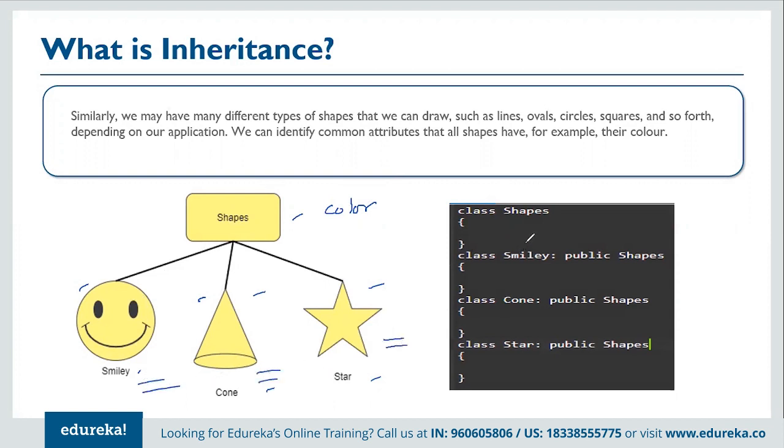So syntactically, this is how it will look. There is a class shape which is existing. Then we say class smiley, colon, public, and shape. Same way we do it for the other subclasses. So this is how we basically make use of inheritance. Syntactically, don't worry, we are going to try out all of this with some examples in some time.